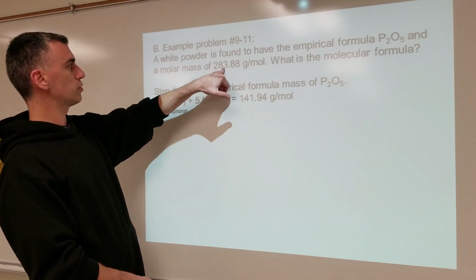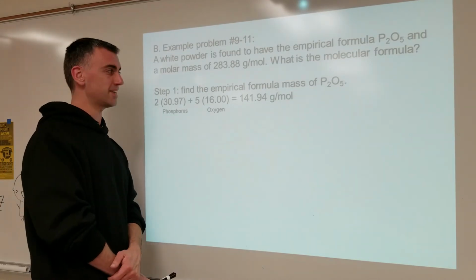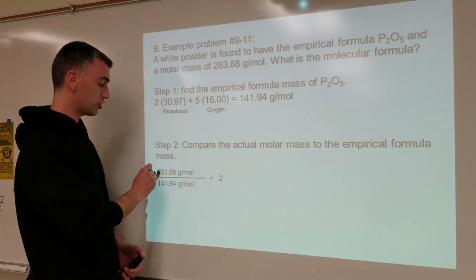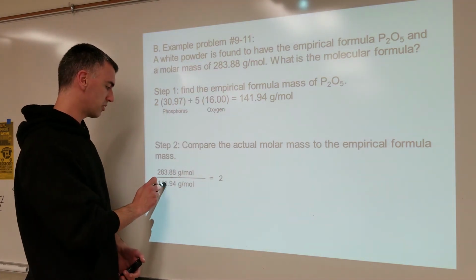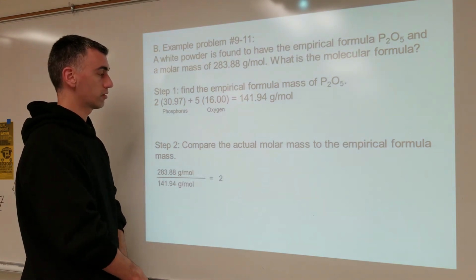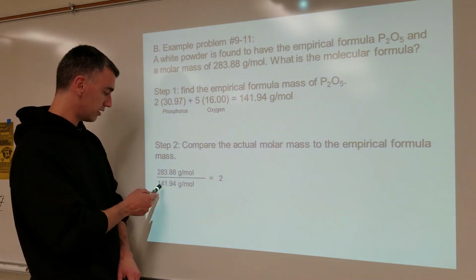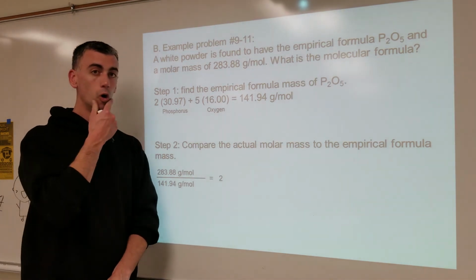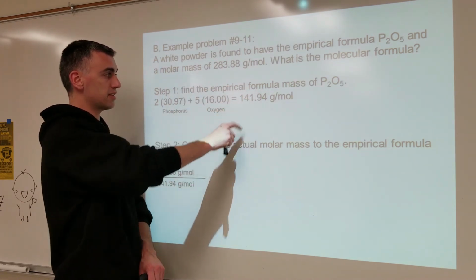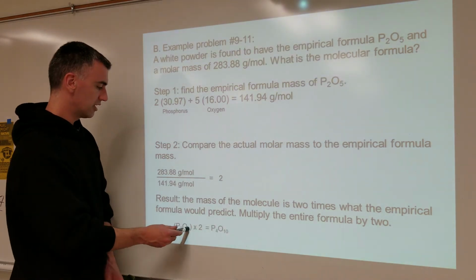But we said the actual molar mass is this. That's all the information you need. You take the molar mass, which should be the bigger mass, and divide by the smaller mass, so that you get a whole number, or at least a number greater than or equal to 1. It's not exact, but it's approximately twice as big. So if the molar mass is about twice as big as the empirical formula mass, you can take the formula and times it by 2.